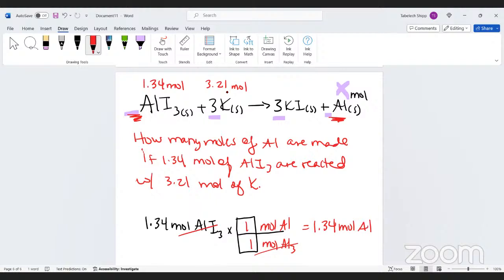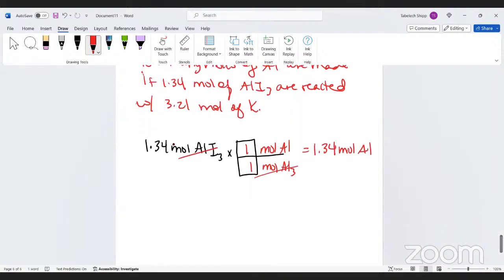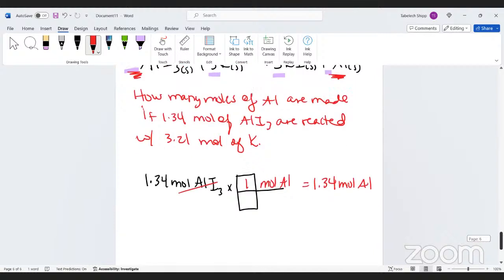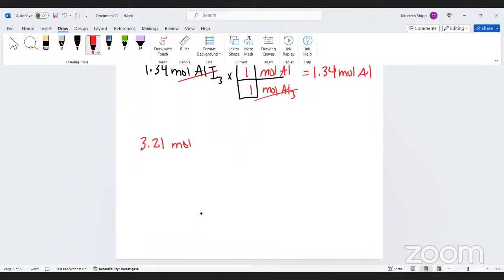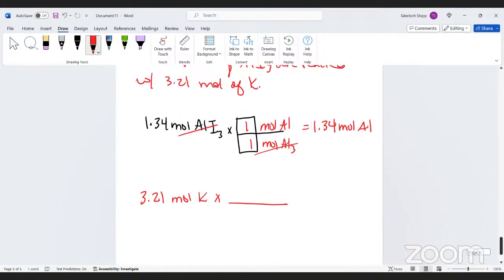Now, if you would have used the 3.21 instead, then that answer would be different. Okay? But let me show you so that way you can see it visually. Because your teacher can give you two different numbers. It's whatever number you choose to start with. So in this case, if I go with the 3.21 moles of potassium that they gave you in the problem, and you're still trying to find the moles of aluminum, the only thing that will change in this problem is what you write here in this box.